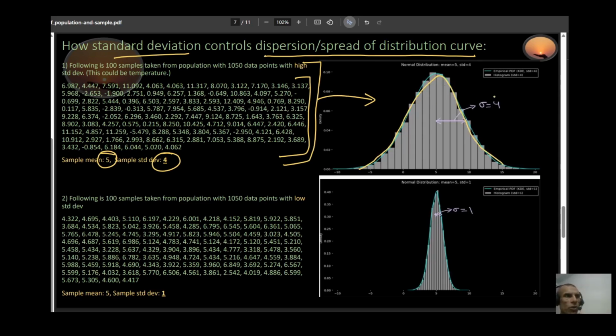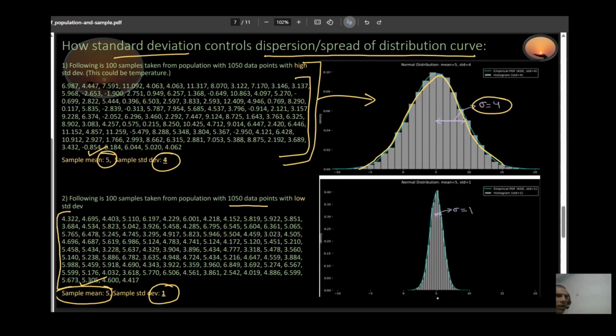So this is how your distribution curve looks. Your standard deviation is 4. Now I'm taking the same number of data points, 1050 data points, and I copied and pasted 100 sample points over here. My mean in this case was 5, exactly the same mean as the one over here. So they both have the same mean, and my standard deviation in this case is 1. So you can see how your histogram, your curve, looks right here, okay?